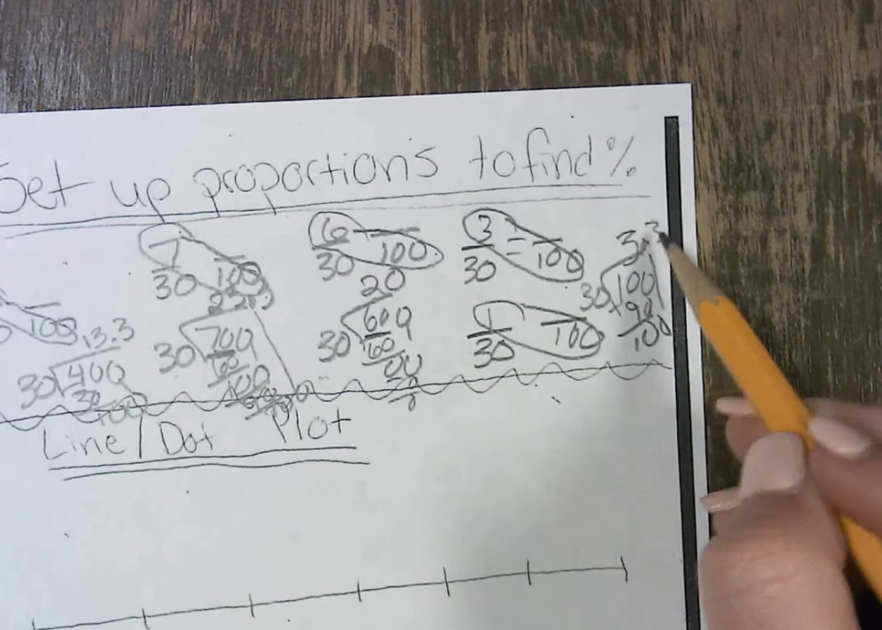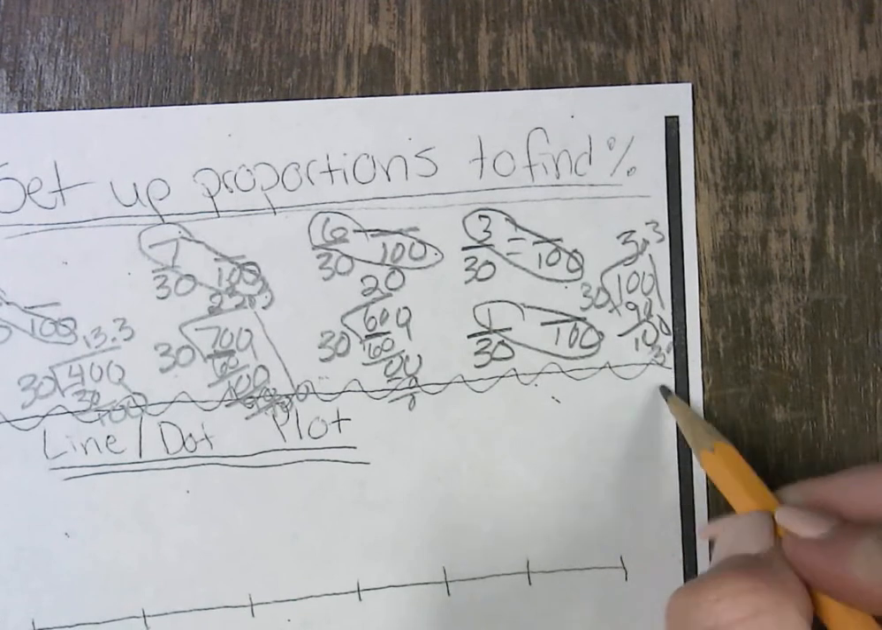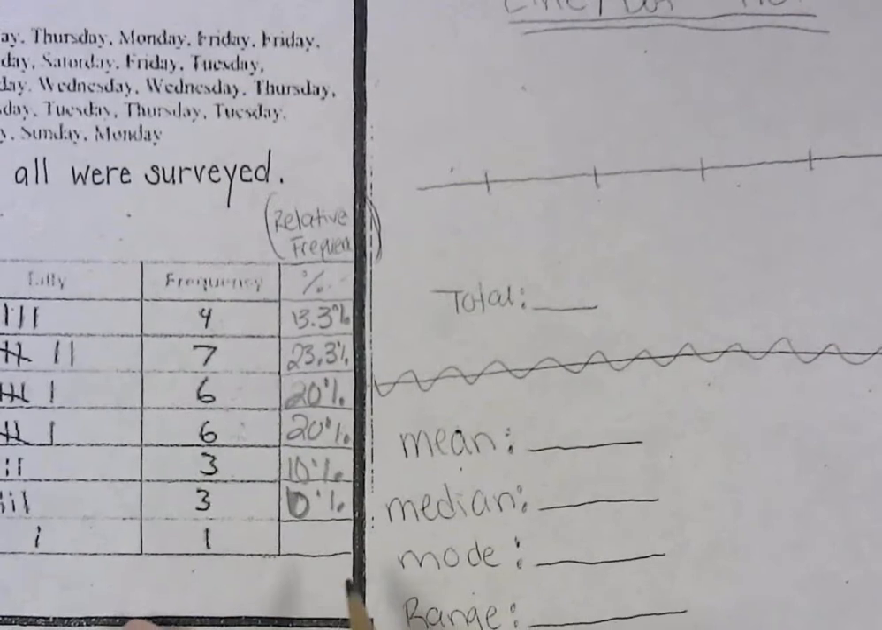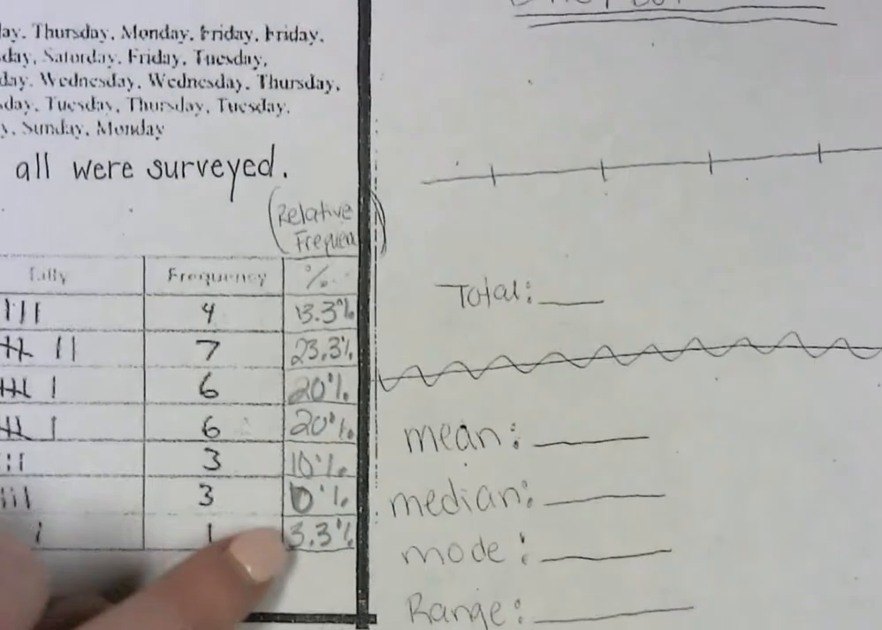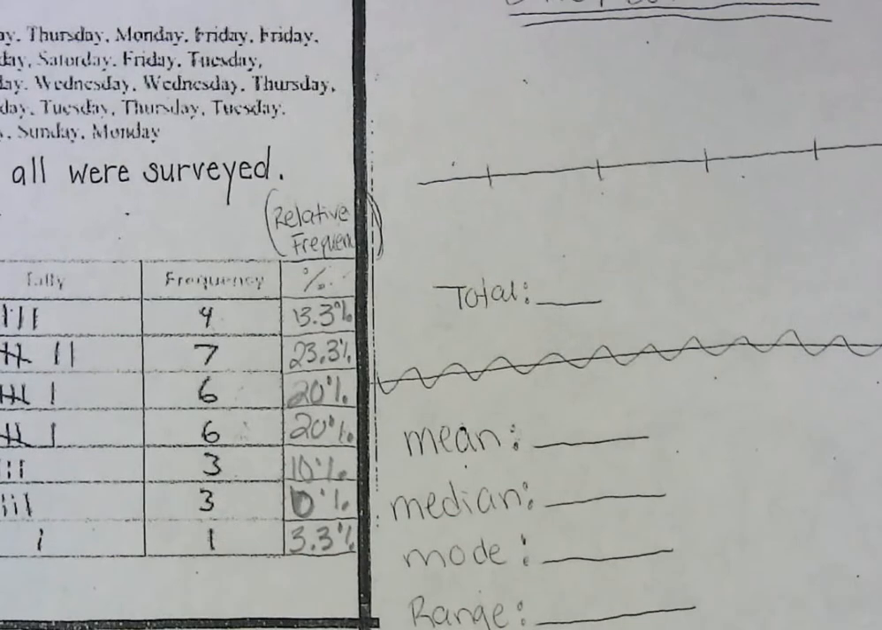Looks like we have another repeating one. So we're going to round that off to 3.3%. Always remember, we said percent means out of 100, so when we put all of our percents together, it should add up to 100%.